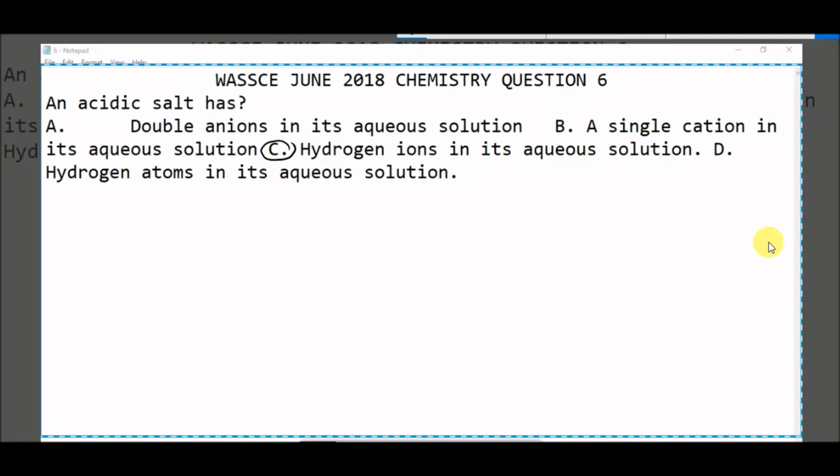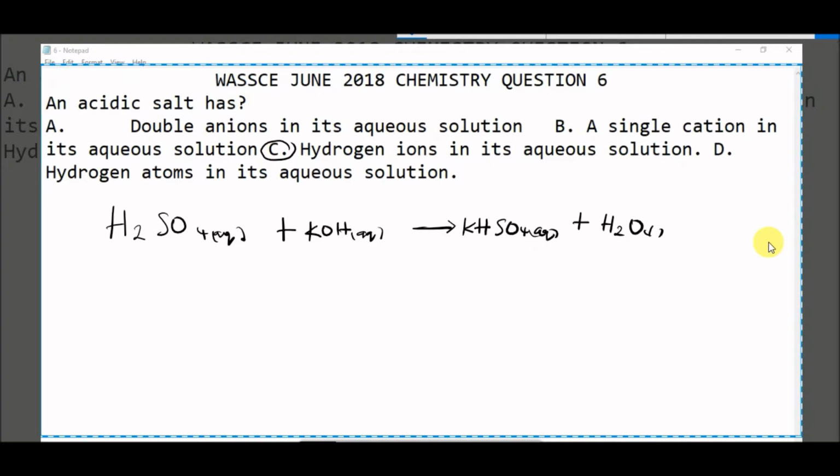The reason is that an acid salt or acid salts are formed when the replaceable hydrogen ions in acids are only partially replaced by a metal. They are produced only by acids containing more than one replaceable hydrogen ion. So in this case, we have, say, H2SO4 in aqueous solution plus KOH aqueous, and this will give us KHSO4 aqueous plus H2O liquid.